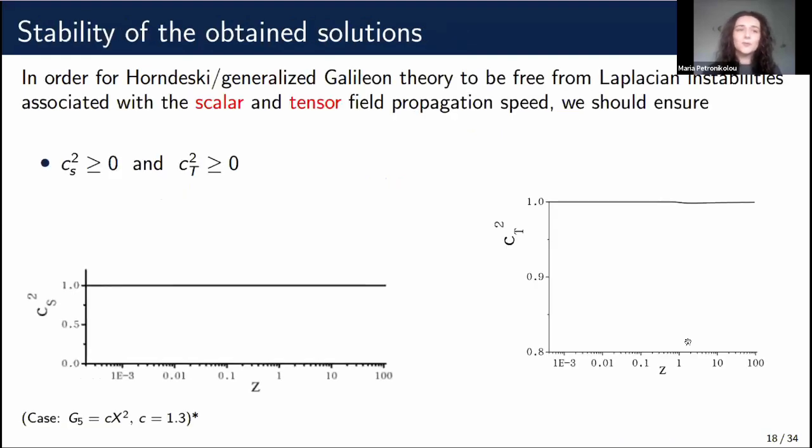Of course, we needed to secure that our solutions are stable. So we checked the conditions that the scalar field propagation and the tensor field propagation speeds are greater than or equal to 0. And here I give you the plots we obtained for the first class and specifically for the parameter choice C equal to 1.3. And as we see, the conditions are holding, so our solutions are stable.